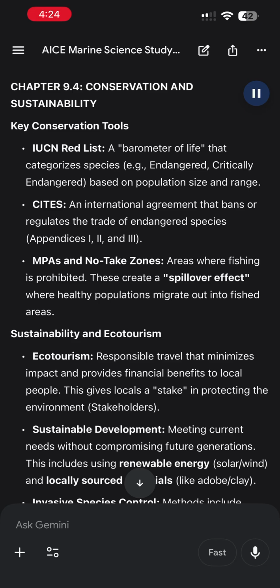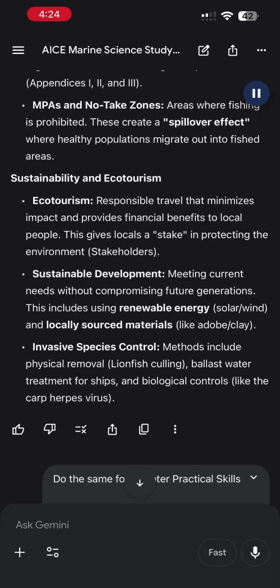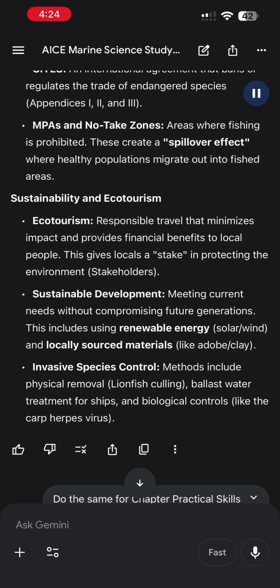Sustainability and ecotourism. Ecotourism, responsible travel that minimizes impact and provides financial benefits to local people. This gives locals a stake in protecting the environment. Stakeholders. Sustainable development, meeting current needs without compromising future generations. This includes using renewable energy, solar/wind, and locally sourced materials like adobe/clay. Invasive species control. Methods include physical removal, lionfish culling, ballast water treatment for ships, and biological controls like the carp herpes virus.